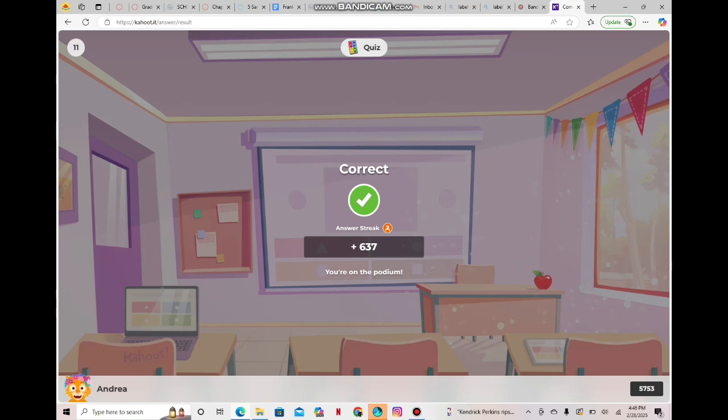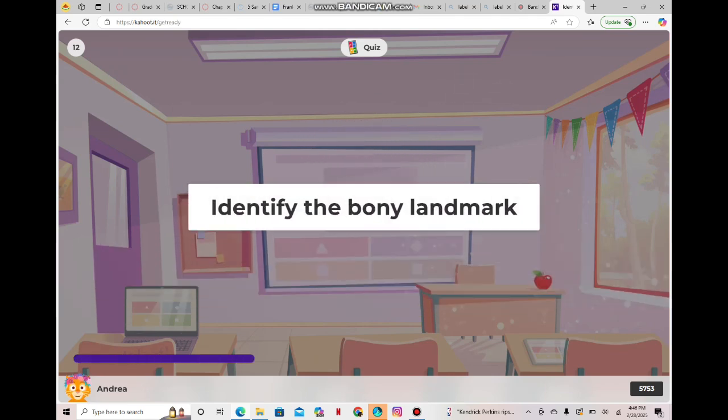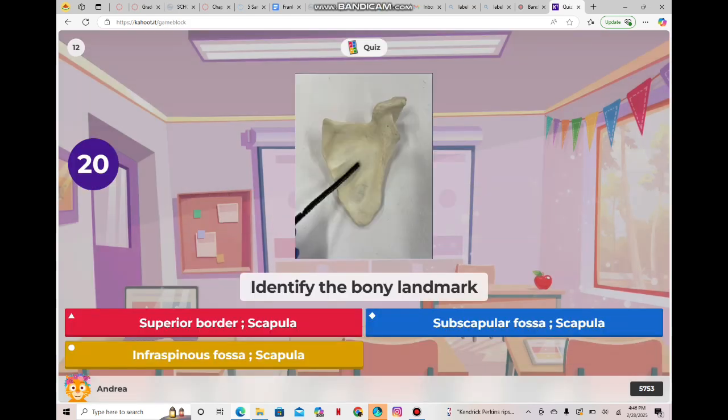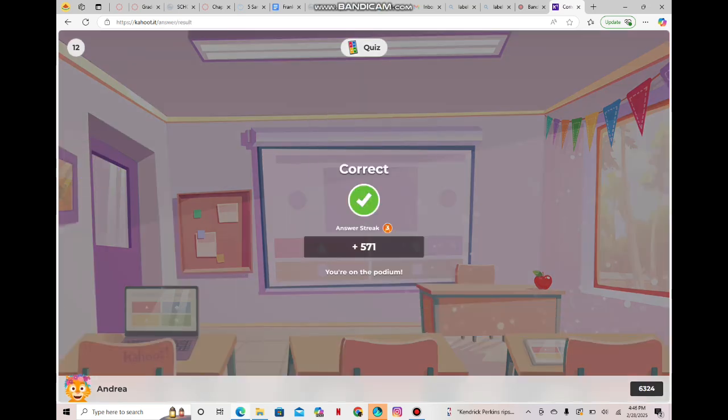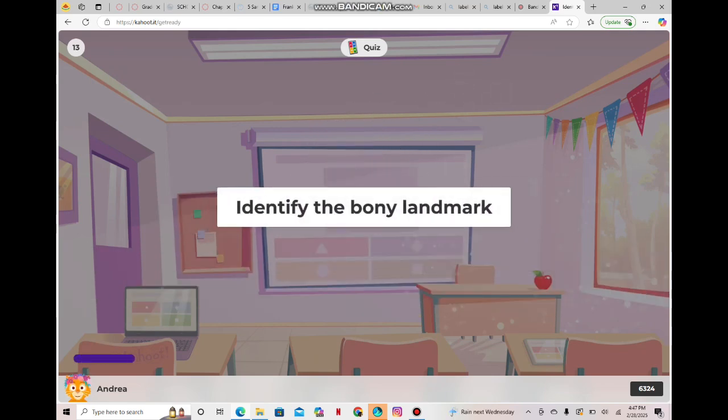Moving on to the last few questions. This is 12 out of 16. This is identify the bony landmark. This one is very tricky for me, but I remember it as the biggest one, which is the subscapular fossa of the scapula. And that's the best way I can teach you to remember it. Sub meaning the back part in a way. Anyways, next question would be number 13 out of 16.